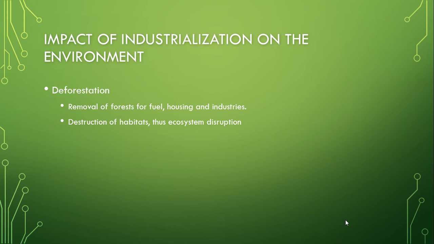And additionally, industrial activities can also contribute to deforestation. So we know that removal of forests would take place in order to facilitate industrial developments. The removal of forests and impacts on other types of habitats would also be done to acquire fuel, whether it's in the form of coal, etc.